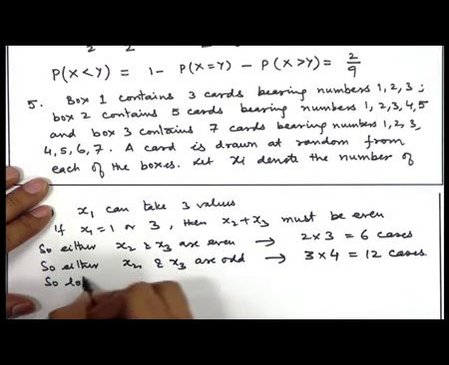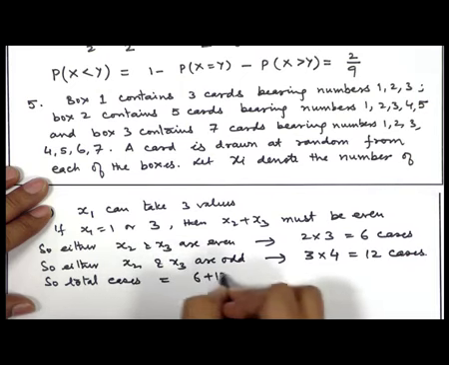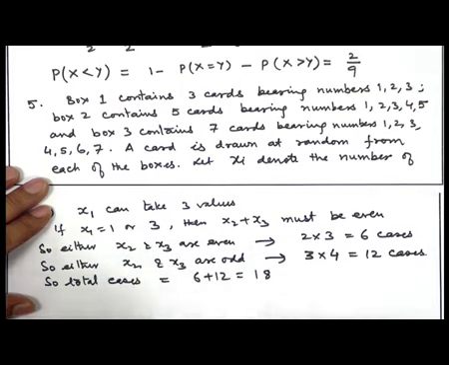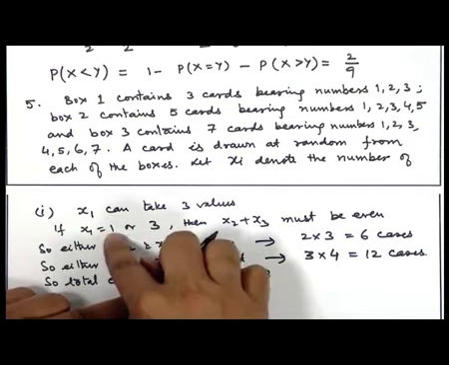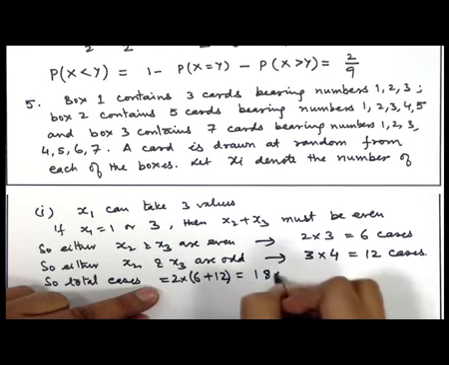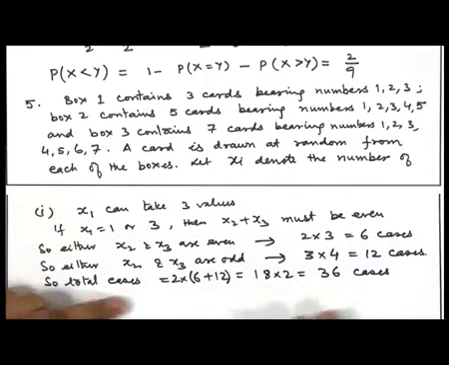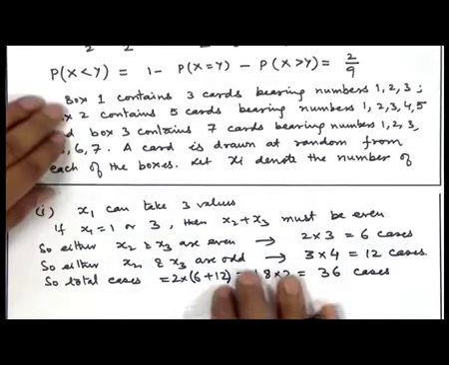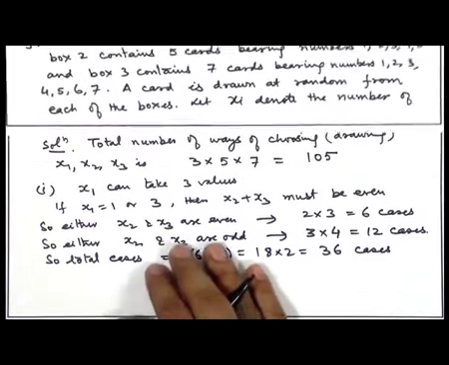So, total cases is equal to 6 plus 12, that is equal to 18, and then x1 can take 2 values. So, this will become 2 into 18, that is equal to 36 cases. That means, if x1 is equal to 1, 3, then total number of cases is 36.